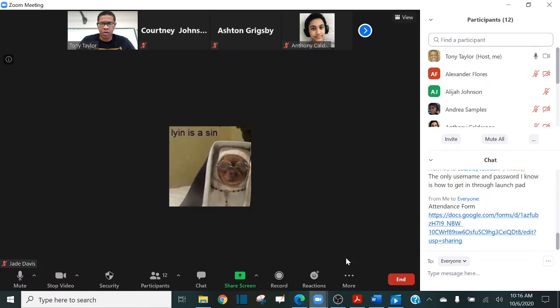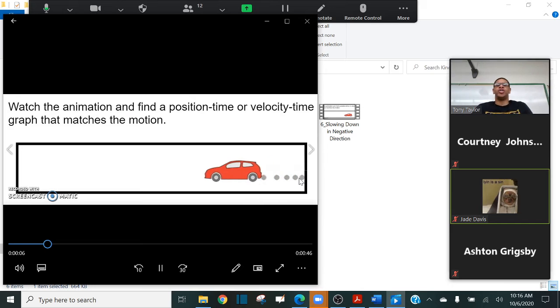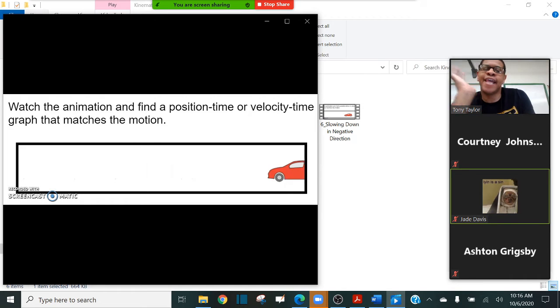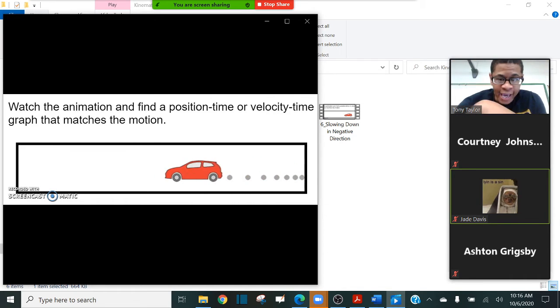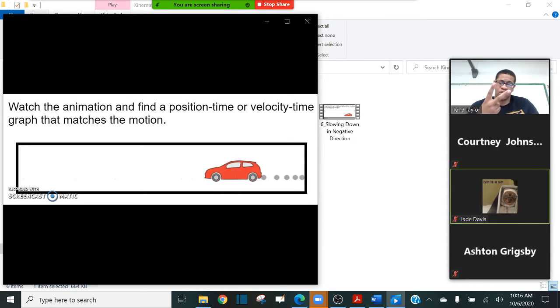Could someone tell me what's happening here with this motion map? Okay, so guys, for this motion map here, we're moving in the negative direction and we're speeding up. Those are the two main things we notice: moving in the negative direction and speeding up.